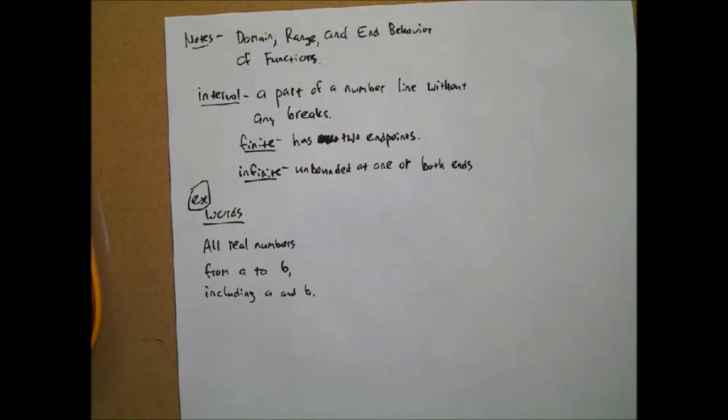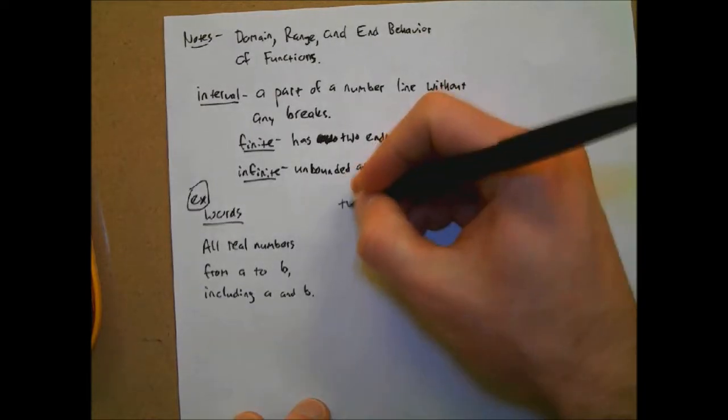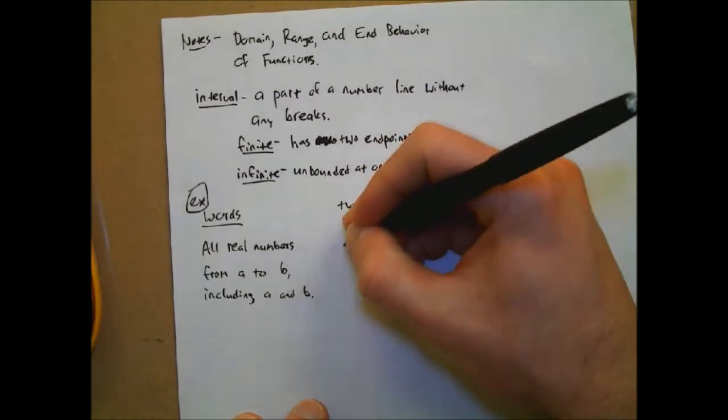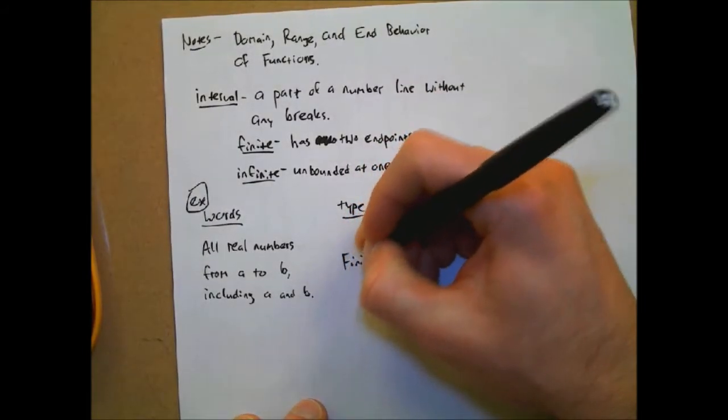Is this a finite or infinite interval? What do you guys say? Finite or infinite interval here? Finite? Why? Yeah, it's got two endpoints. It doesn't say it keeps going. We start at A, we stop at B. It's finite.